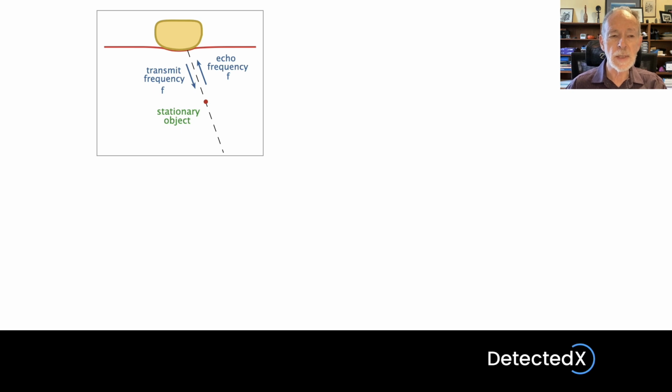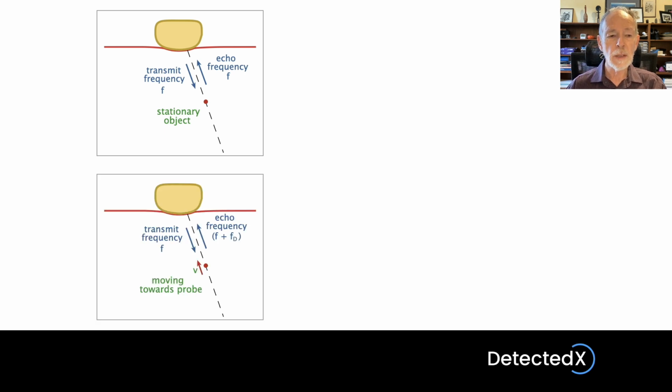Here's the basic idea. First, if we think about a stationary object, then if the transmitted frequency is f, the echoes coming back from that object will also have a frequency of f. There will be no Doppler shift. Now, in this second diagram, I'm showing an object moving directly towards the probe with a speed v. In this case, the received echo will have a frequency that is slightly higher than the frequency that is transmitted, and I'm calling that f subscript d, and that's the Doppler shift.